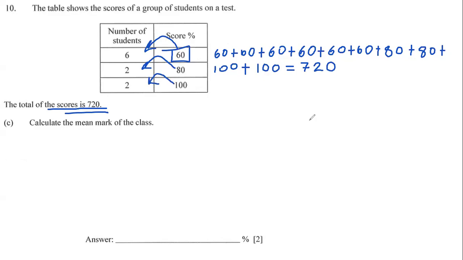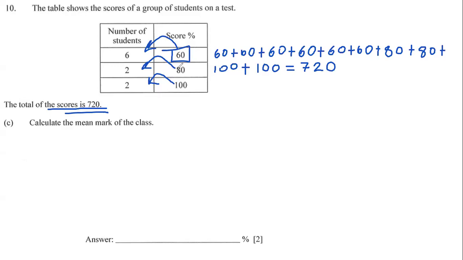Class, do y'all understand what I'm doing? Or are y'all very quiet? Who said not really? Mark, in order for you to find the mean, you have to add up all the numbers and divide it by the total numbers that you have. So we have 60 six times.